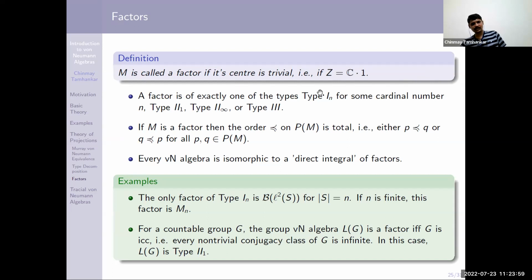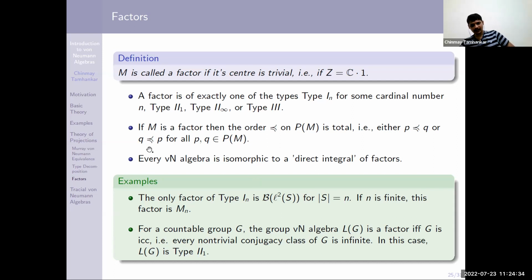Any factor is actually of exactly one of these types. So a factor is either of type I_n for some cardinal number n, or it is of type 2-1 or type 2 infinity or type 3. So there is no decomposition that needs to be done. And we have this Murray-von Neumann pre-order on projections. If M is a factor, the nice thing is that this pre-order is total. That is, either p is less than or equal to q or q is less than or equal to p for any p and q in projections.